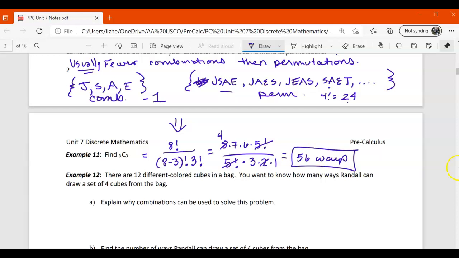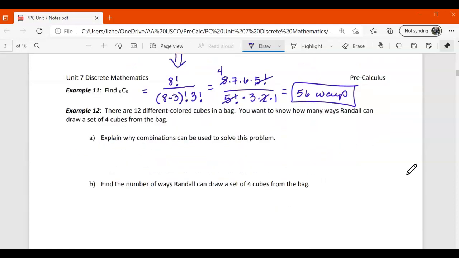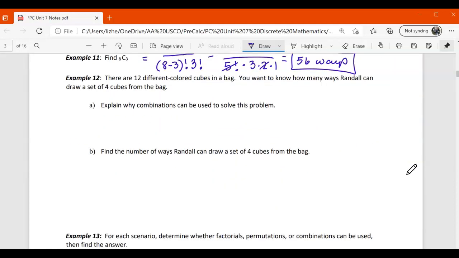All right, so example 12. There are 12 different colored cubes in a bag. You want to know how many ways Randall can draw a set of 4 cubes from the bag. So in this case, there doesn't seem to be any reason to care what order the cubes are, right? Order does not matter in this problem.